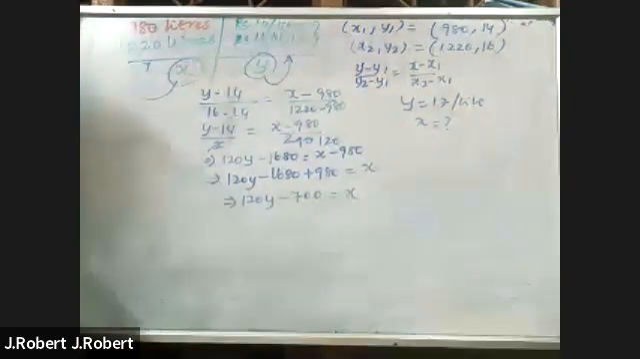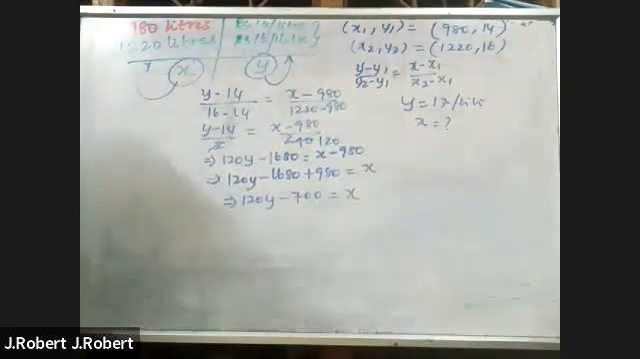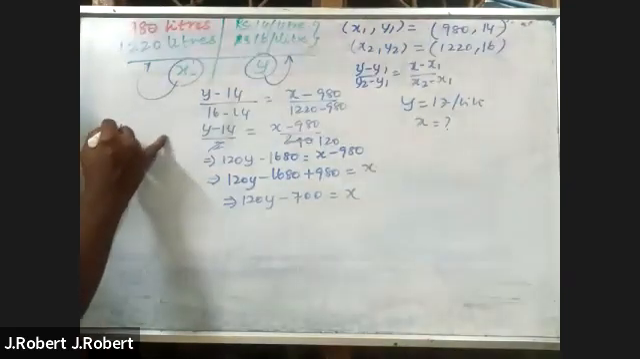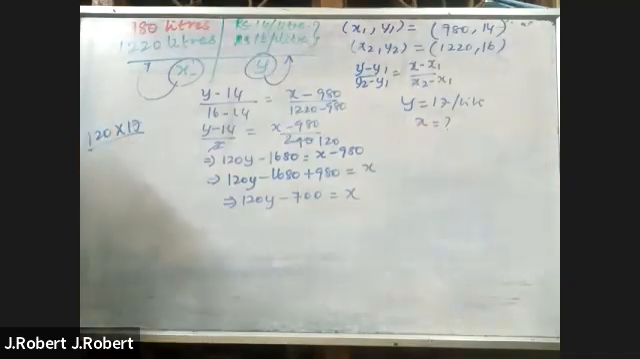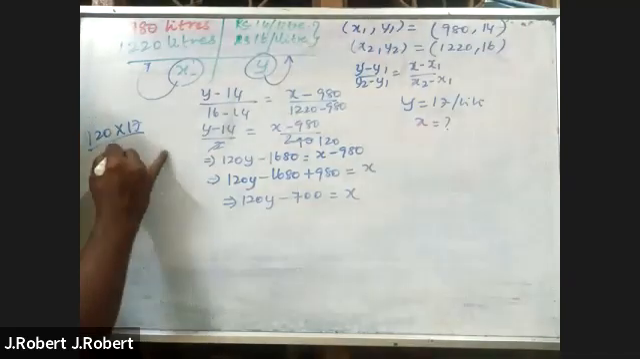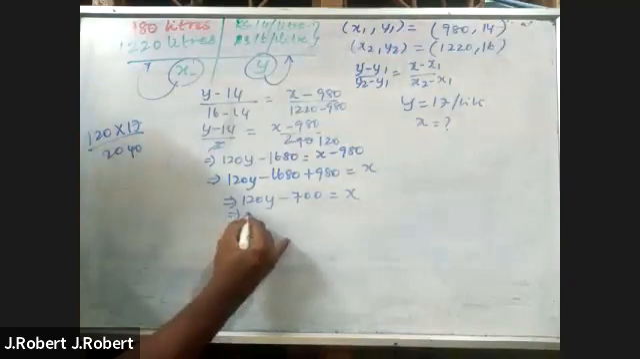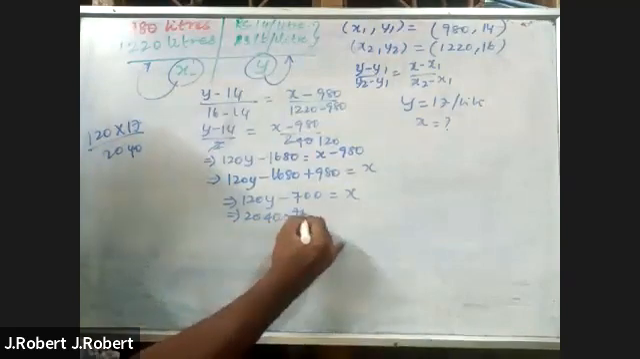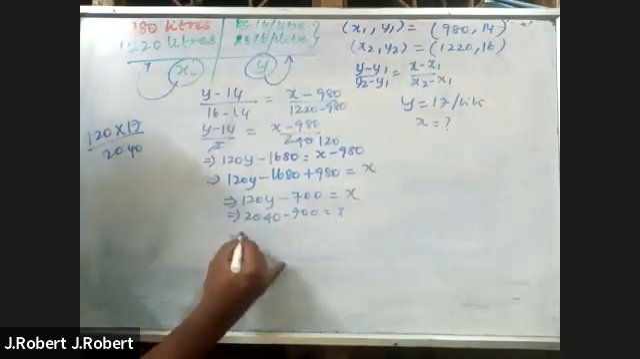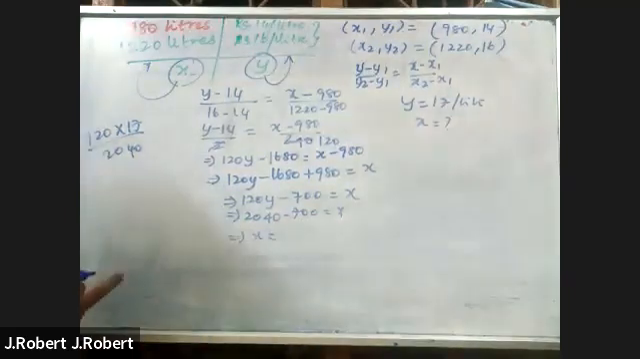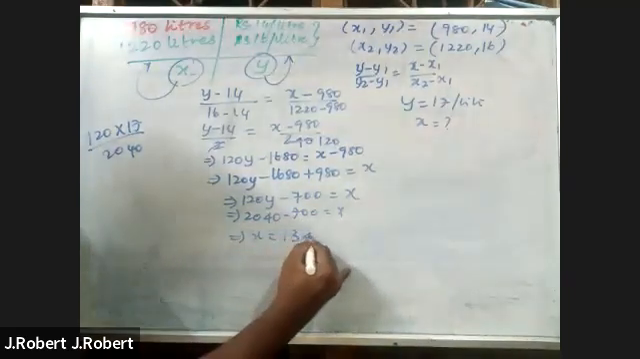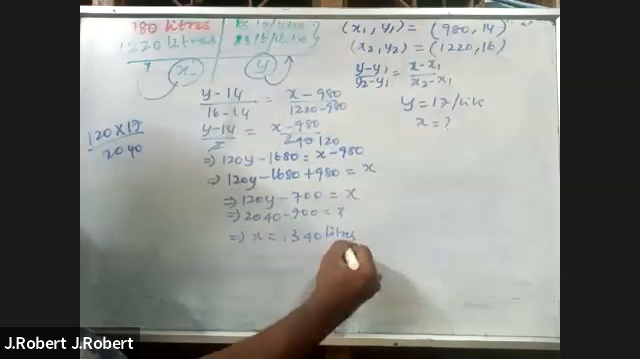இப்போ y உடைய வேல்யூ என்னன்னா 17 per liter இல்லையா? அப்போ 17 per liter வரும். அப்போ 120 into 17. So we'll get 2040. So we have 2040 minus 700 equal to x, therefore the answer is 1340 liters.